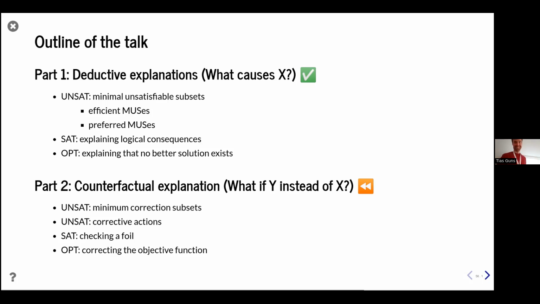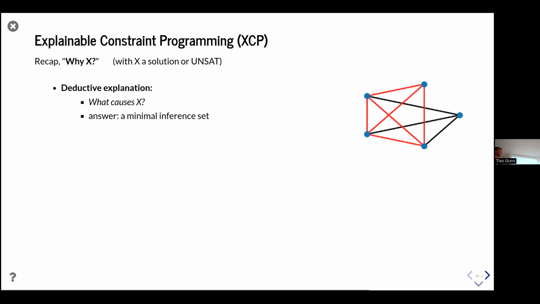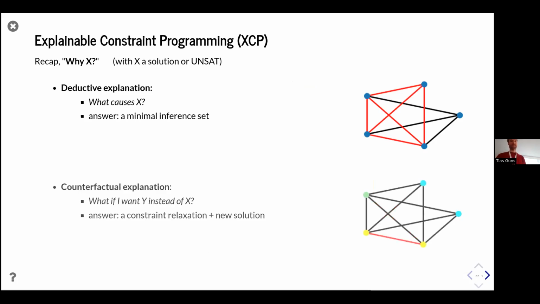Okay, together. All right, small recap. We had deductive explanations: what causes X, what set of constraints causes that? And now we're going to look at counterfactual explanations: what if I change something, and what kind of solution do I get? In these counterfactual explanations, you need to relax your constraints, and the reason you relax them is because you care about the solution. This answer doesn't say anything about the solution. This answer tells you this is what you have to change, and that's what you then get.